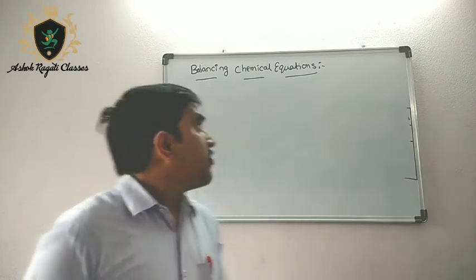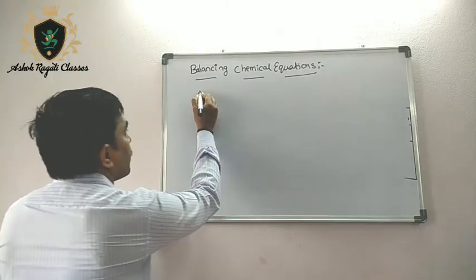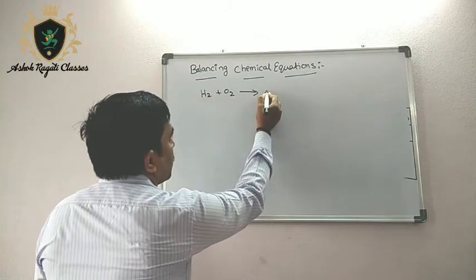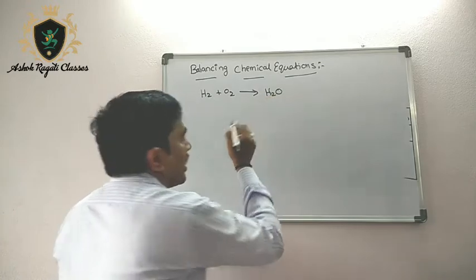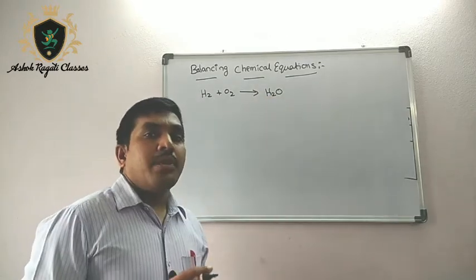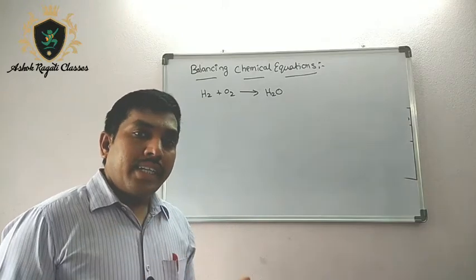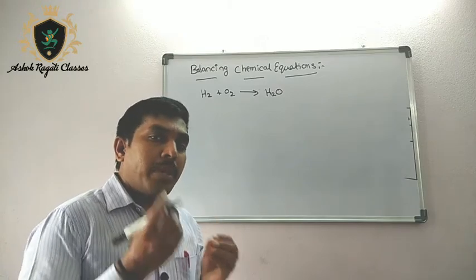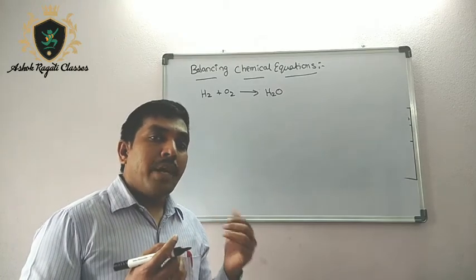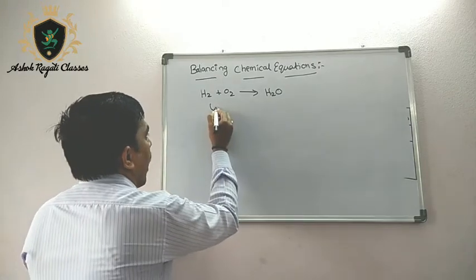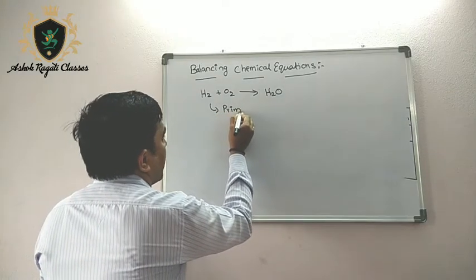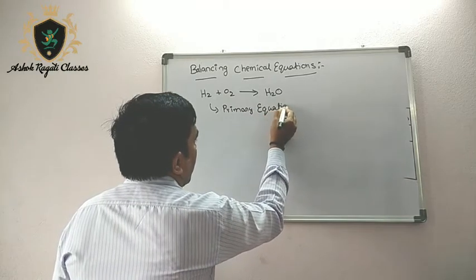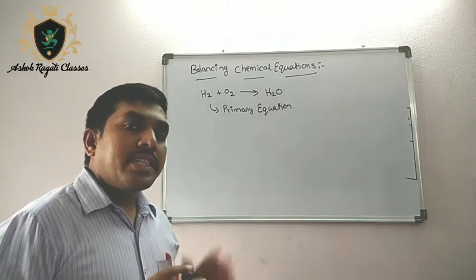Okay, take one example. H2 plus O2 gives rise to H2O. This is a chemical equation which tells us what the reactants are and what the products are. From this equation we are getting some primary information. That's why this is called a primary equation. So it is also called a skeleton equation.